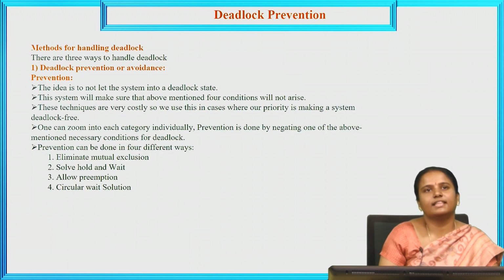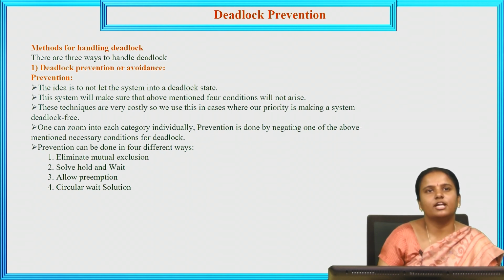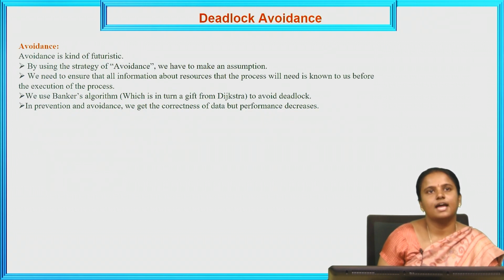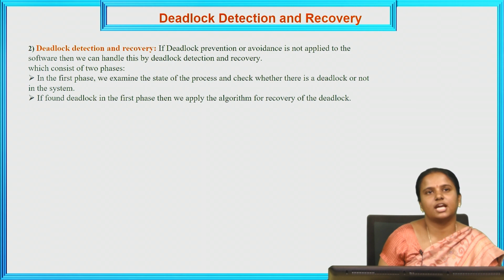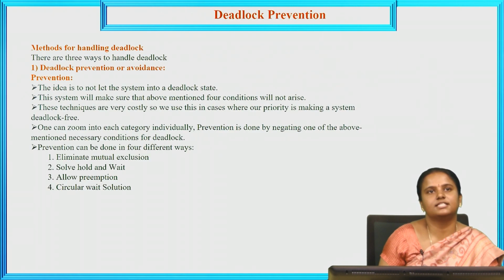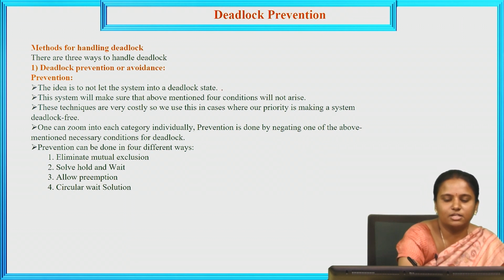Next, what are the methods for handling deadlock? There are 3 ways to handle deadlock. What are the 3 ways? The first is deadlock prevention or avoidance, the next is deadlock detection and recovery, and the third is deadlock ignorance. Let us see our first method, deadlock prevention or avoidance. What do we mean by prevention of a deadlock? The idea is not to let the system enter a deadlock state.